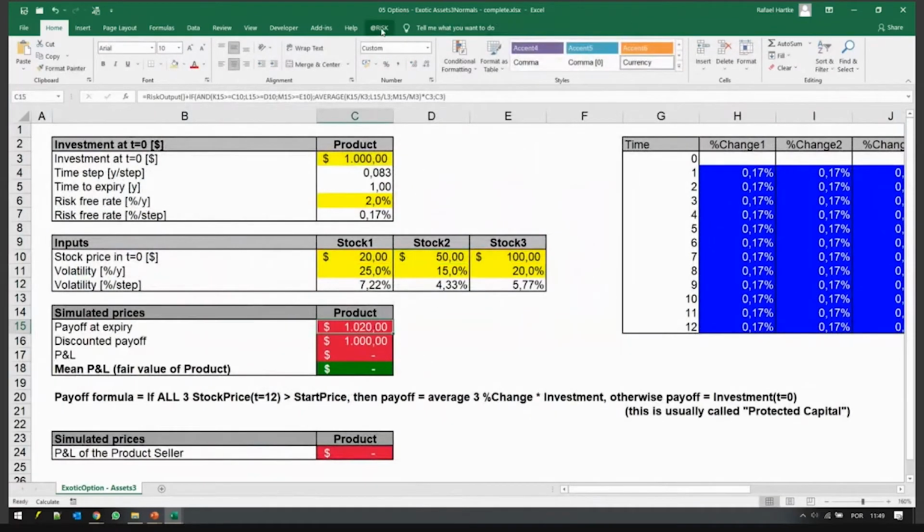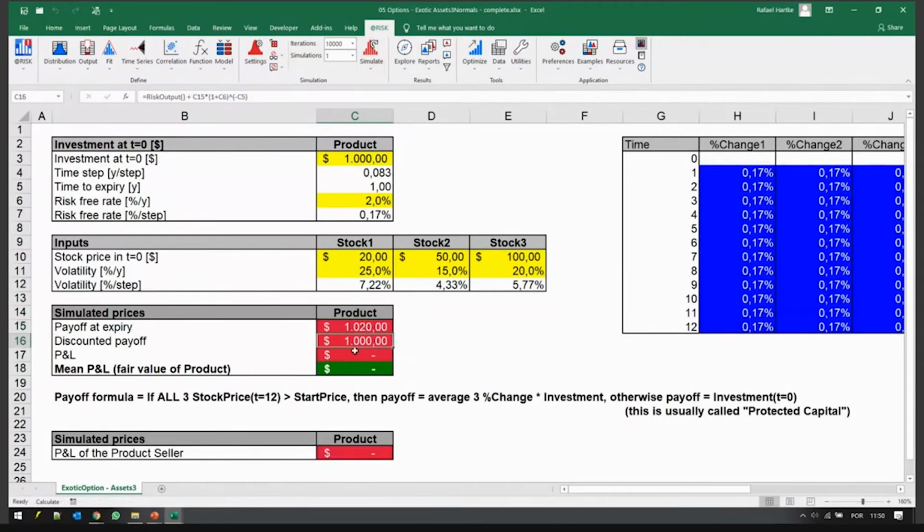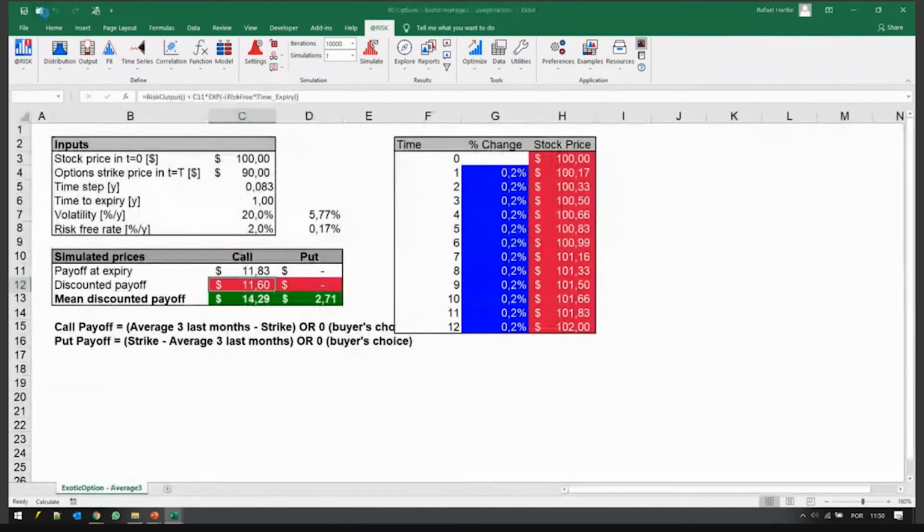Let me just close the colors here. The payoff formula is, if all three of them are above the initial price, the payoff is the average return multiplied by the investment. Otherwise, you just get your investment back. So the payoff is 1,000 or whatever nice stuff happened with the portfolio. Of course, I will now discount that, the discounted payoff, and now calculate my profit and loss. Profit and loss is simply the payoff you had minus what you invested at the beginning. The average of your profit and loss is the value of this product. I'll just close the other models here real quick so they don't interfere with the calculation.